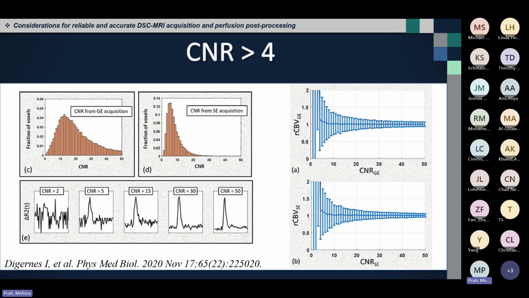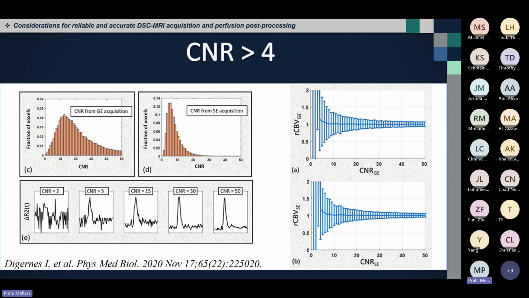And you can see the typical fraction of voxels within the data set that would be below or above 4. Here you can see the delta R2 star signal profile for CNR ranging from 2, which looks very poor, and you cannot really distinguish any discernible delta R2 star signal profile shape, to 5 and 50. So at 5, you're seeing more clearly the discernible shape that we're looking for.